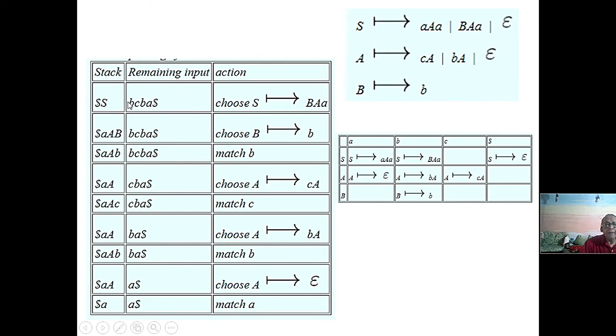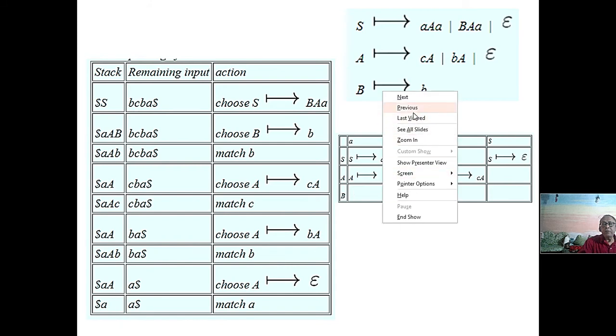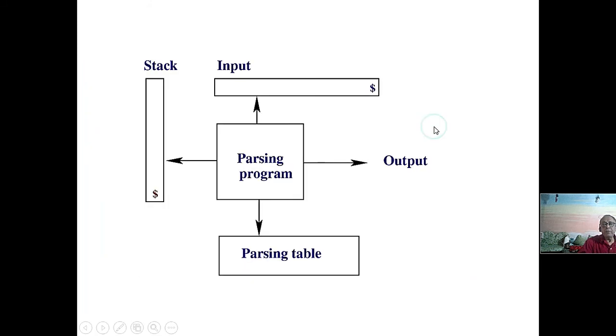This is my sentence, and I have to parse it by the LL1 parsing table. I will repeat once more: we put this string here, padded with the dollar, and on the stack, above the dollar, we put S. Then my logic is, for S and the leftmost input terminal, we find the rule from the parsing table and put the right hand side of the rule into the stack.